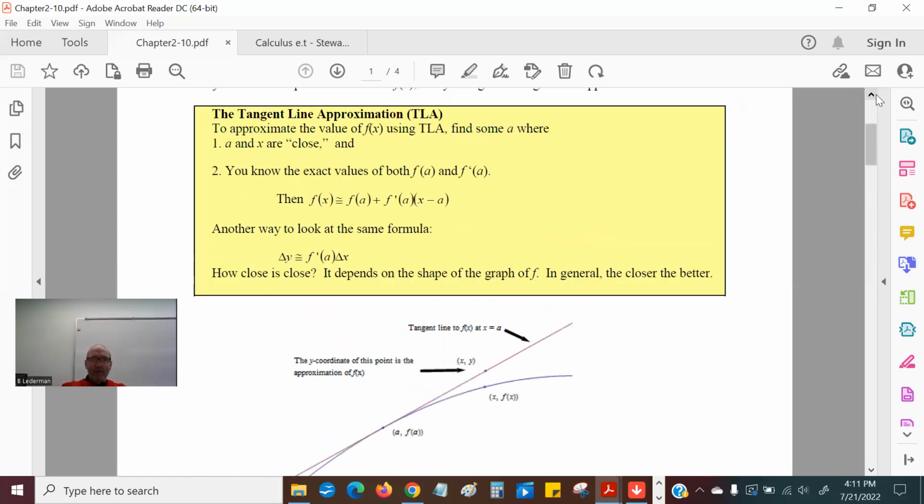So the tangent line approximation. This is our big formula right here. The function value is going to be approximately equal to the line value, which is f of a plus f prime of a times x minus a, and that is beautiful.